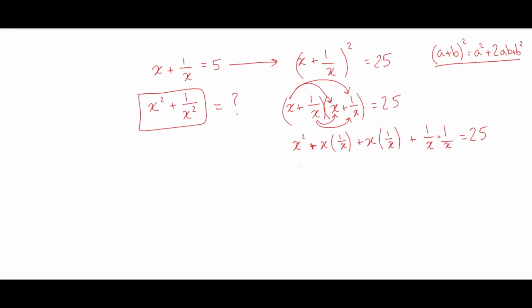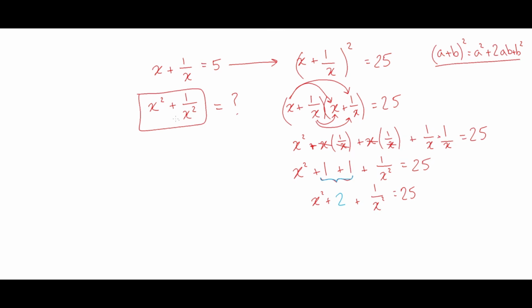So let's simplify a little bit. So x squared is the same, but we know x times 1 over x, you could just cancel out, and you get this is equal to 1, plus the same thing here, x times 1 over x, you just do this, x times 1 is x over x is just 1. This is also 1, plus 1 times 1 over x times x, which is 1 over x squared. And this equals 25. So this is x squared plus 2, and that plus 1 over x squared equals 25.